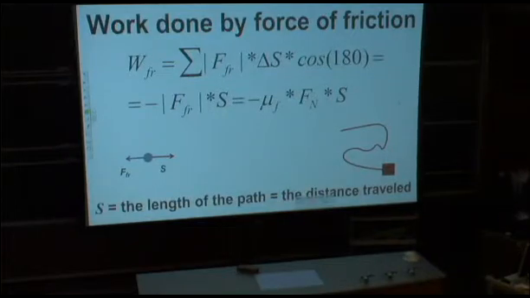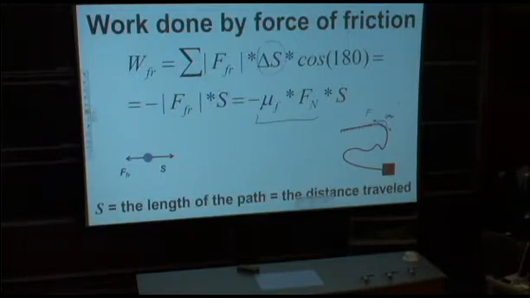If the trajectory is very complicated, we can just break it down into small parts. And for each small part, friction will be opposing the motion. For each small part, the angle between the force and the, well, instantaneous displacement will be equal to 180 degrees. And when we move around, the magnitude of the force of friction stays the same. It's coefficient times normal.